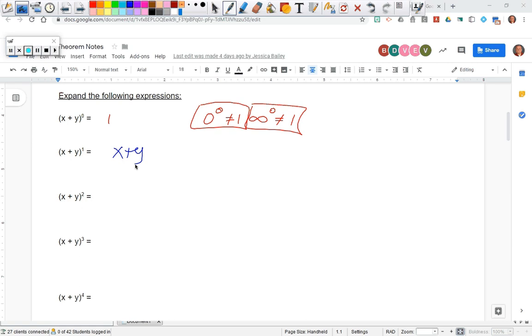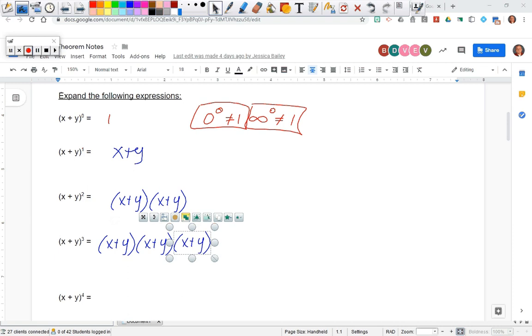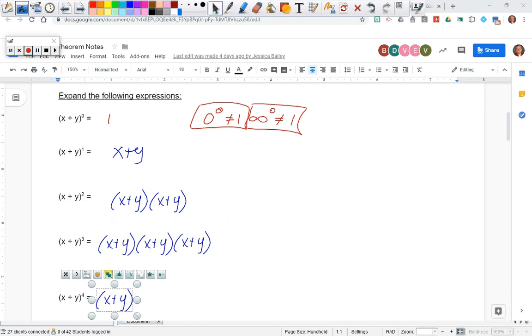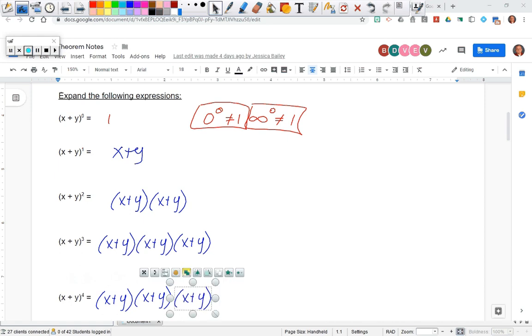Now watch. X plus y squared is x plus y times x plus y. But look, I'm going to do this just so you can visually see what's happening. All it is, it's a copy of the original. Okay? So down here, when it's x plus y cubed, all it is is a copy of the original 3 times. And yes, the same thing down here, only it's to the power of 4, so you have a copy that is 4 times. Okay? Now watch.